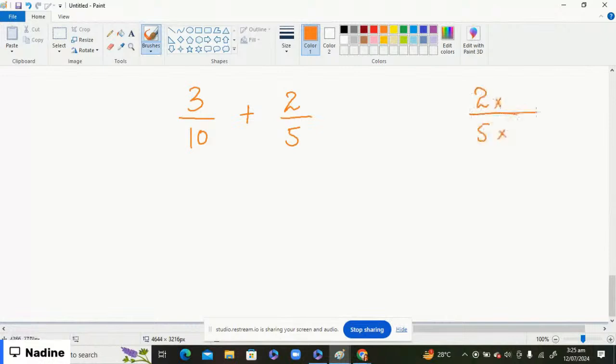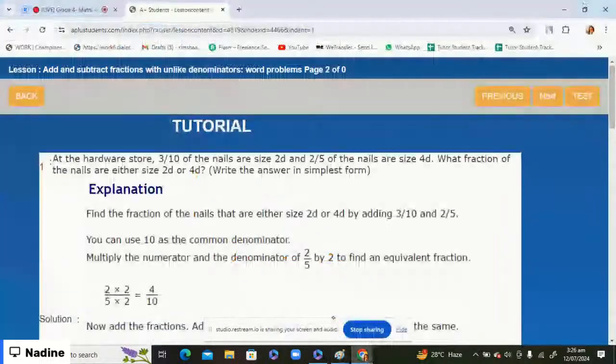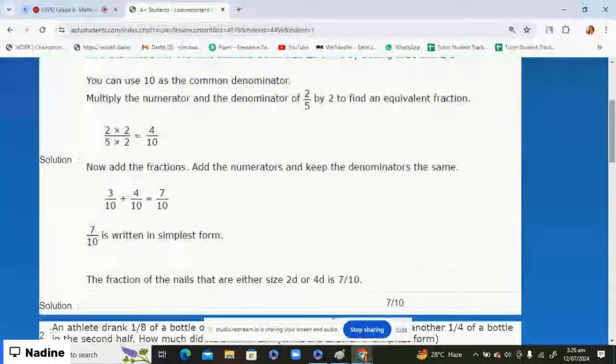Multiplying and dividing with the number 2, because here is 5, so 5 times 2 is 10. So we are going to multiply and divide with 2, and 2 times 2 is 4. So 3 by 10 is the same thing here, plus in place of 2 by 5 we are going to write 4 by 10. Got it? So here is 10, only one denominator we are going to put and add their numerators. 3 plus 4, that is 7 by 10. Okay, so this is your answer. So here is basically the fraction of the nails, either 2D or 4D.